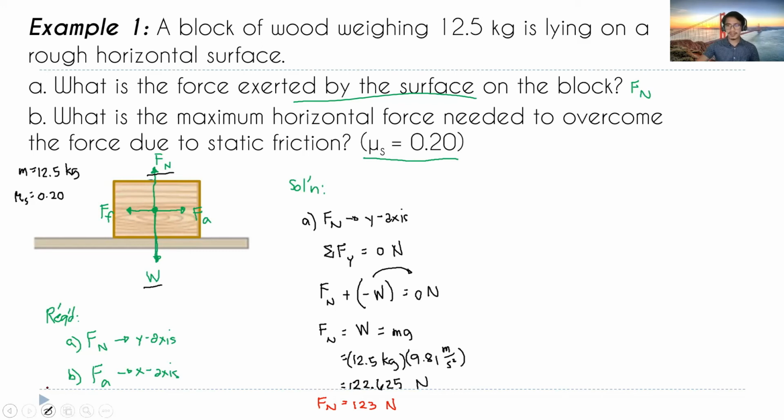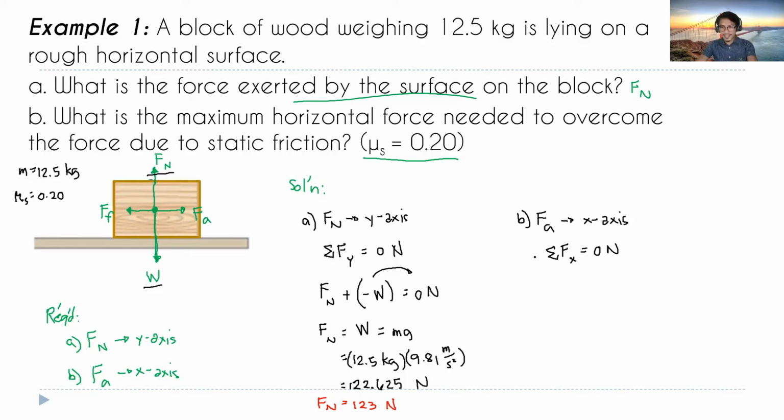Now, let's proceed with letter B. What are we looking for in letter B? We're asked about the applied force. And we know that the applied force is along the x-axis. So we will use the equation summation of forces along the x should be, is there an acceleration along the x? No, there is no acceleration because there is no mention of acceleration in the problem. So if there is no acceleration, 0 Newton.